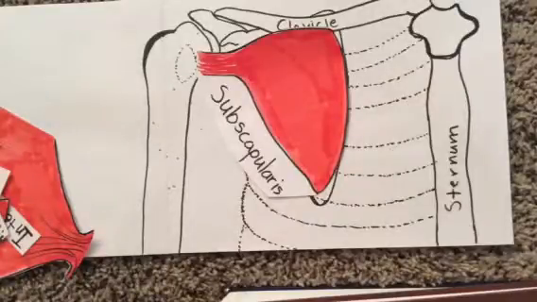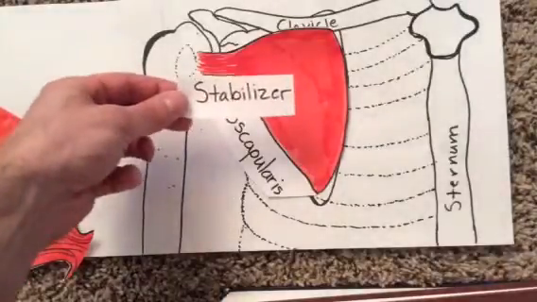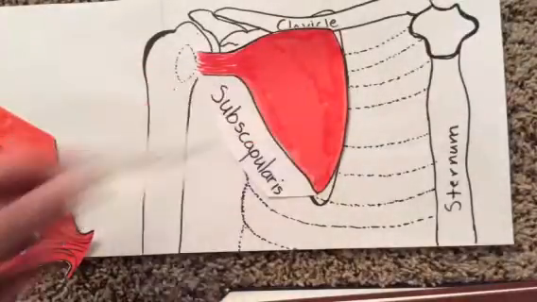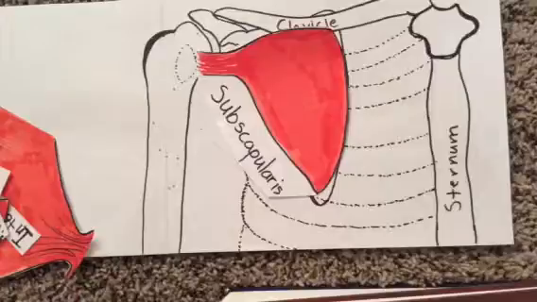And actually, its main job really is as a stabilizer. It's a big stabilizer of the joint. It's the biggest rotator cuff muscle there. And there are others, but we won't see them until we're on the posterior side of the shoulder complex.